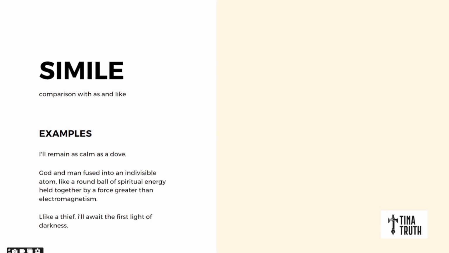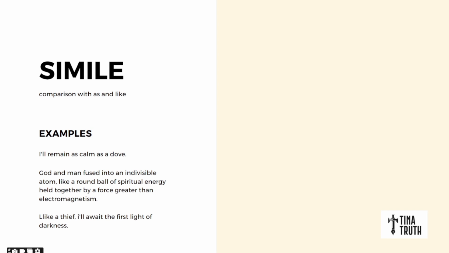And now I've given examples. Here, the first example is: I will remain as calm as a dove. This is a beautiful simile. As calm as a dove. Yeah. But this is also the most popular form of simile. And it's great. It's extraordinary. It's beautiful. It's wonderful. You can do exploits with it.